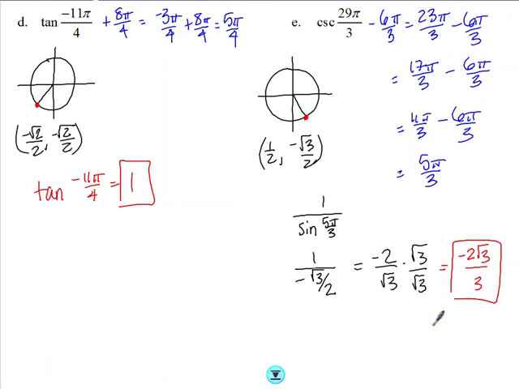So make sure that you use coterminal angles. If you're given an angle that is not on the unit circle, hopefully you will end up with an angle that is on the unit circle, and then you can calculate the value that you're trying to find.